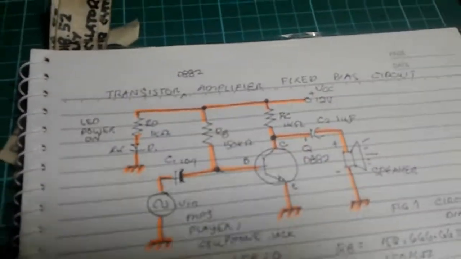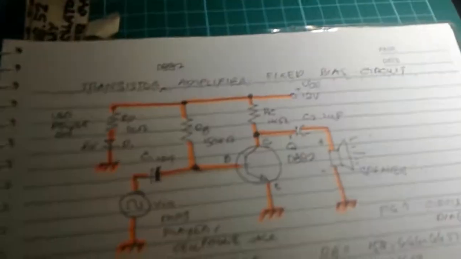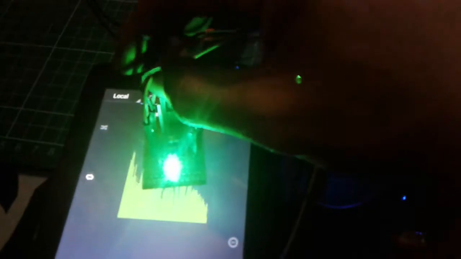Transistor amplifier, fixed bias circuit. And this is the circuit. This is our transistor amplifier circuit with a power LED indicator. So we have the transistor here, and let us check the sound.